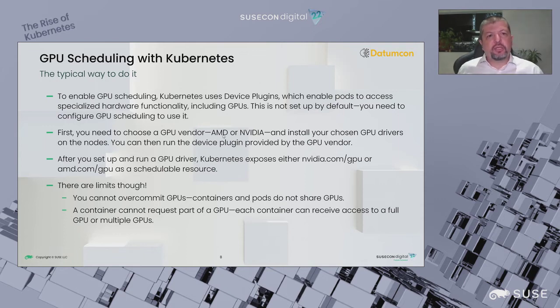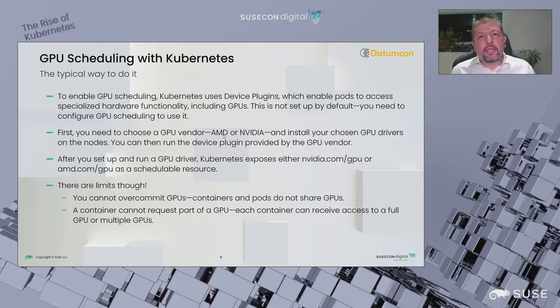via device plugins, and those device plugins allow you to enable pods to access, in this case, the functionality of a GPU. This is not set up by default. You actually need to install it, and you need to configure it on the worker nodes that are going to have access to GPU resources and so on. And then based on your vendor, if it's going to be AMD or Nvidia, you choose to install the GPU drivers that are applicable to that particular GPU at hand.